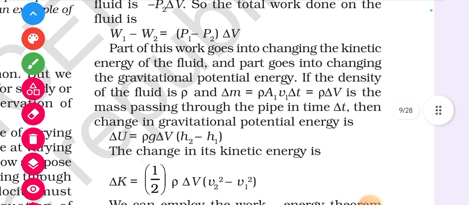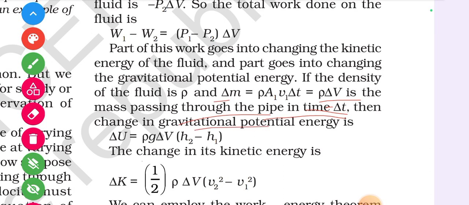We'll just write mass in terms of density and volume. Mass is density times the volume, and the volume we have written earlier as a1 v1 delta t. So this is the volume, and this is how we write the mass: rho times delta v. This much mass of the fluid will be passing through the pipe in delta t, rho delta v.